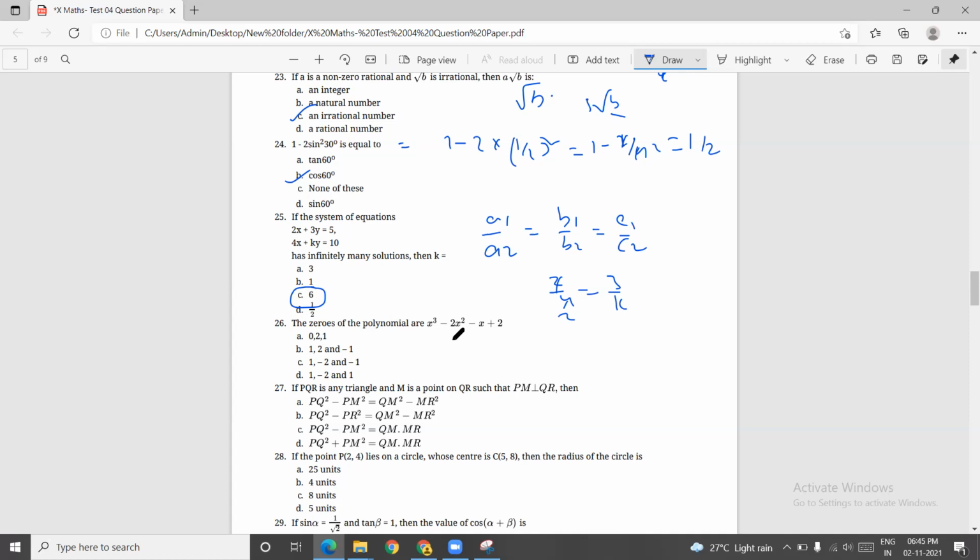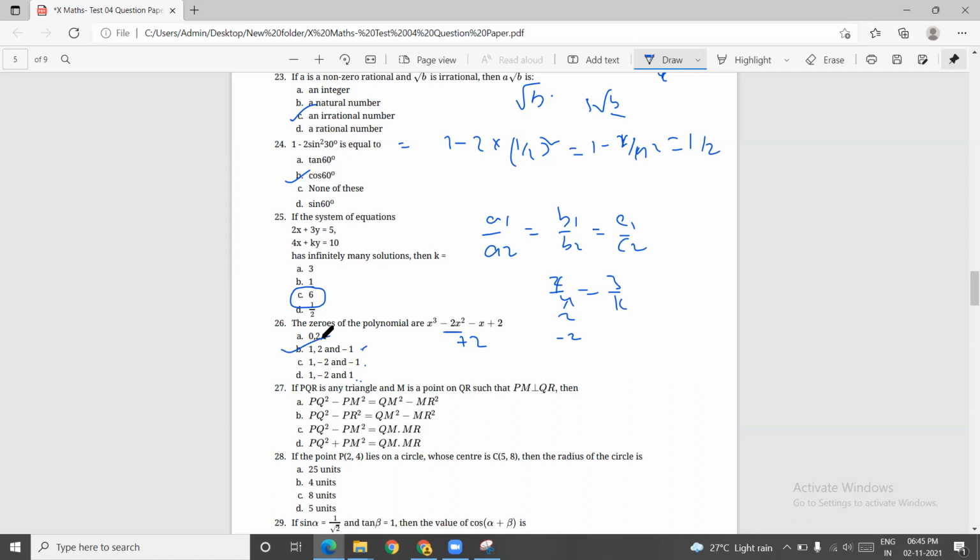See here, the sum of the zeros is plus 2. The product of the zeros is minus 2. This is positive, this is negative, and this is negative. But here the sum is plus 2. Here the sum is 0. Sum is 0 means it should not have a square term, but the square term is there. So the answer is B. So without calculating like this, we can get the answer.